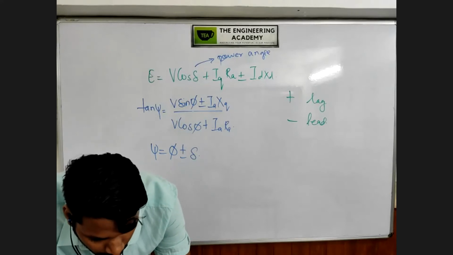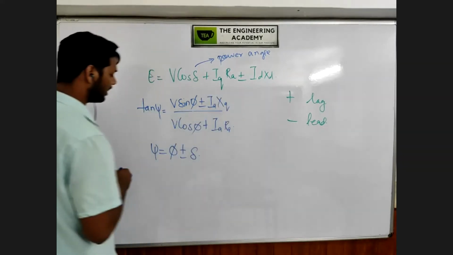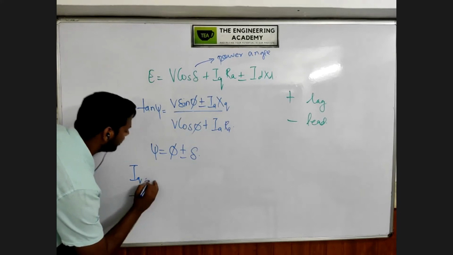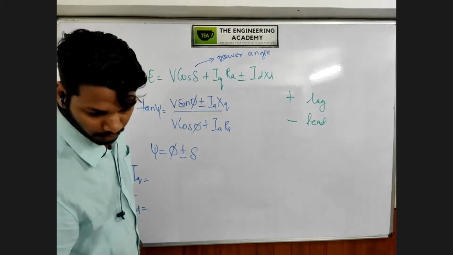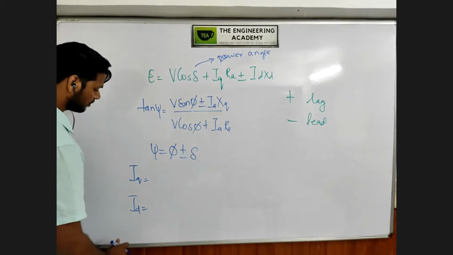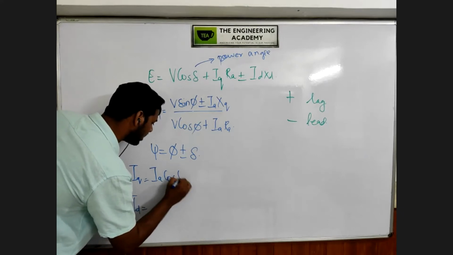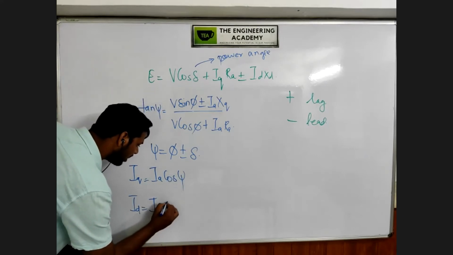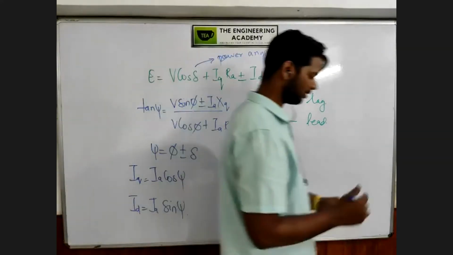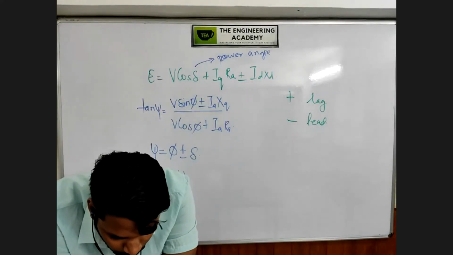There are two more formulas, for IQ and ID. I will not derive how these formulas came. IQ is IA cos psi, and ID is IA sin psi. So these are four formulas, which are also important, and we can expect more questions on these formulas.